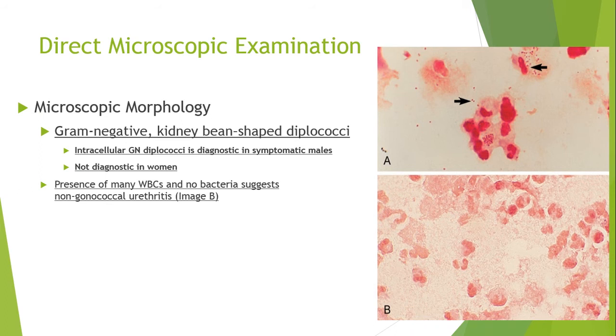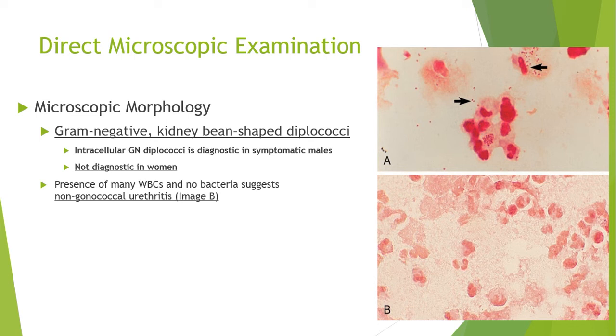So here's some microscopic morphology of gonorrhea. Gram-negative diplococci. It's real hard to see here the kidney bean shape. Intracellular, so it's inside white blood cells. Here's a good one here. I don't ever say intracellular. I rarely say gram-negative cocci unless I'm absolutely sure.